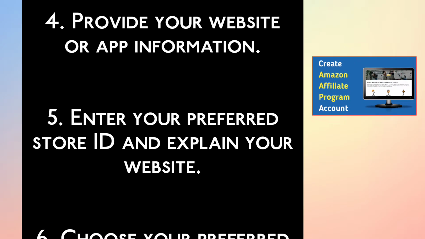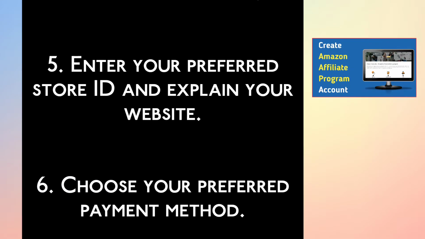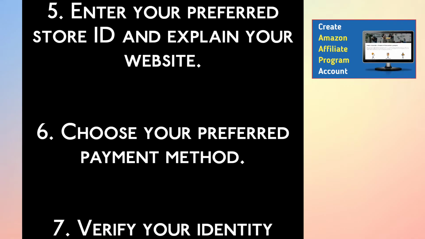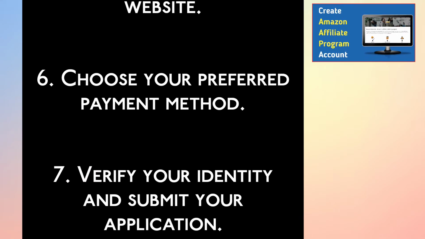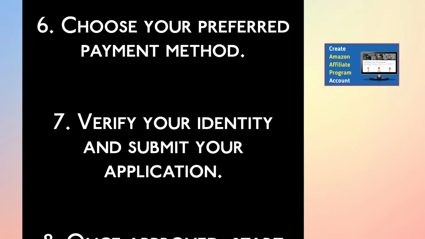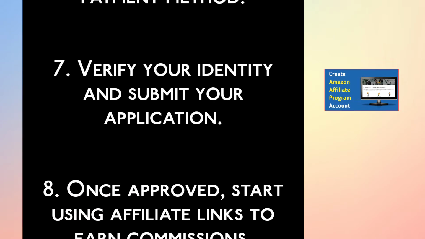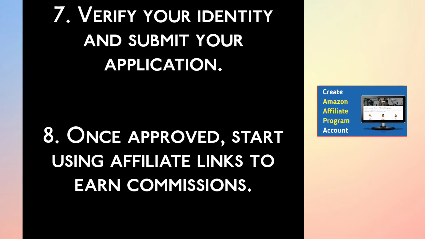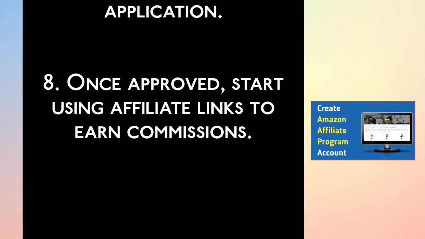Step 5. Enter your preferred store ID and explain your website. Step 6. Choose your preferred payment method. Step 7. Verify your identity and submit your application. Step 8. Once approved, start using affiliate links to earn commissions.